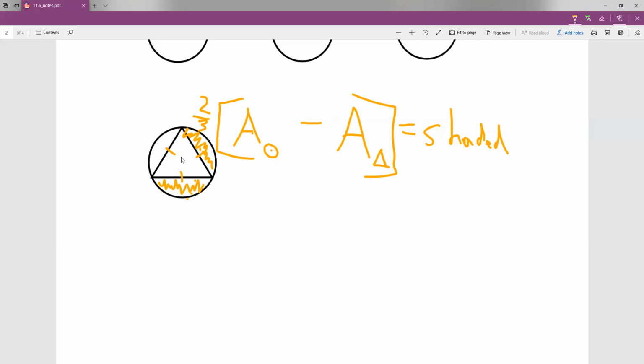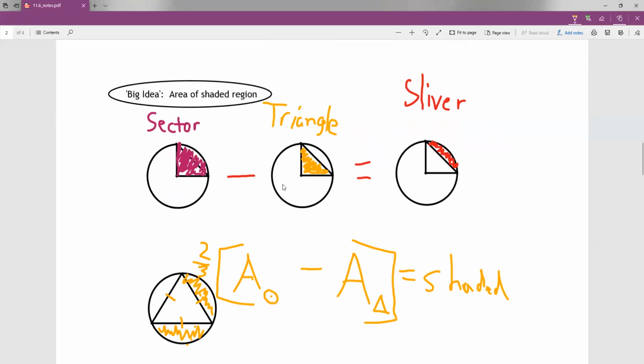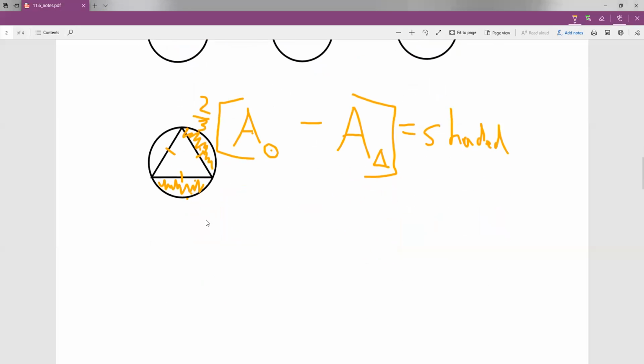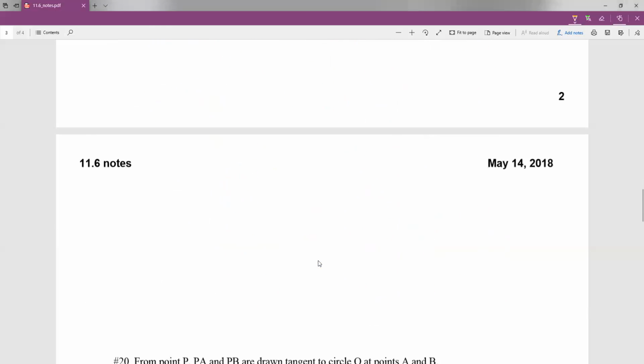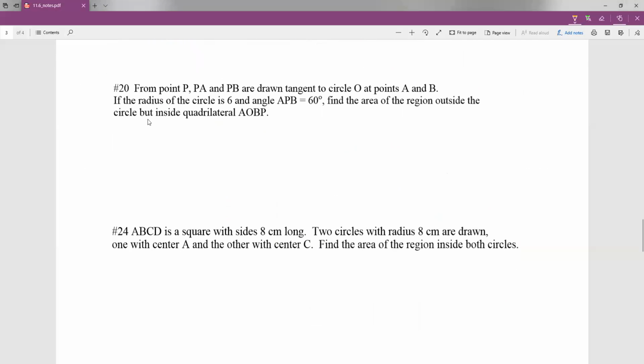So those are just some examples of higher level stuff that you guys are going to be expected to do. You're going to be expected to find these little areas here. You're going to be expected to subtract out weird shapes in order to find certain areas. So this whole subtraction idea and addition idea with areas is going to come up a lot in this lesson. Okay, so let's give it a shot.